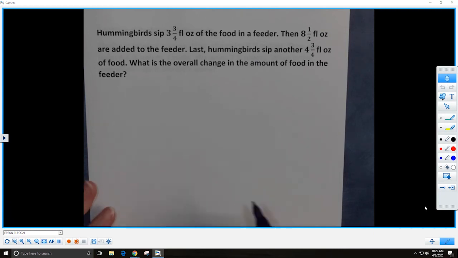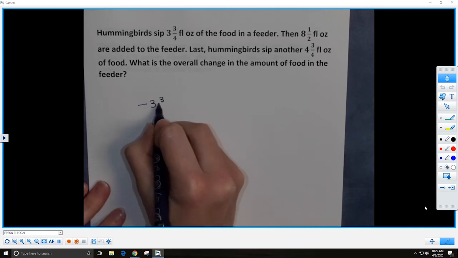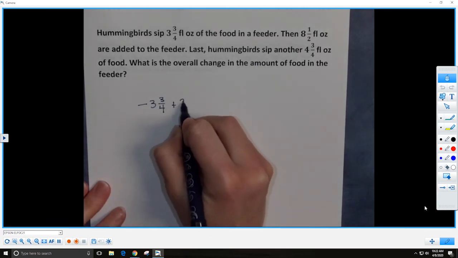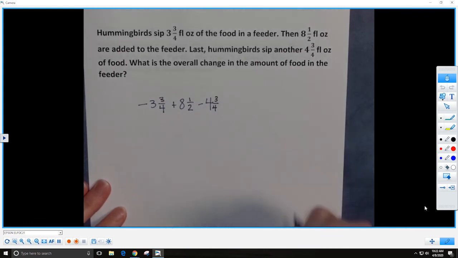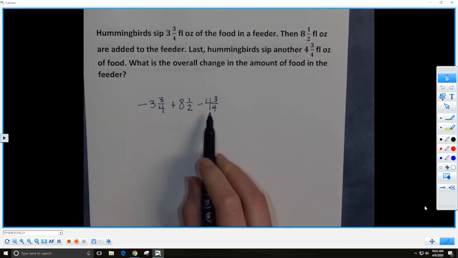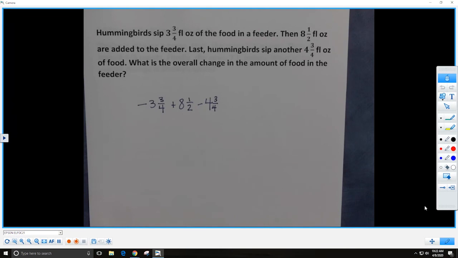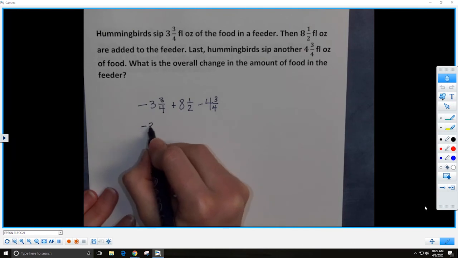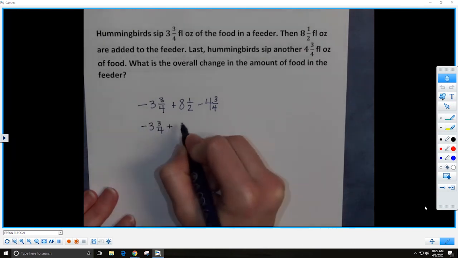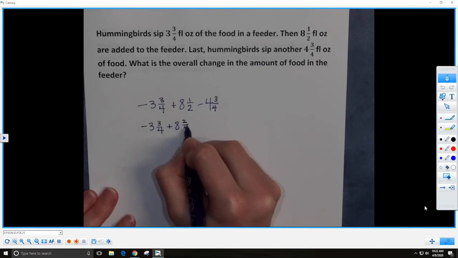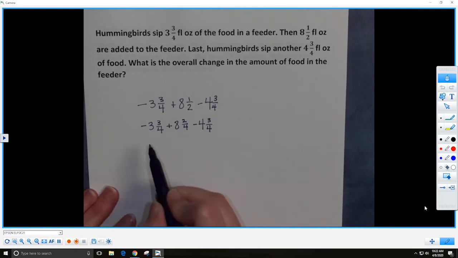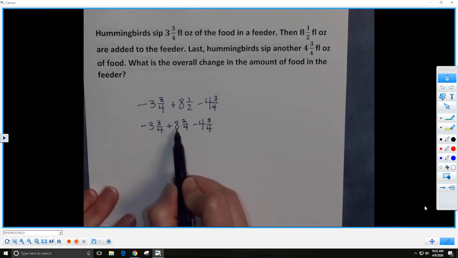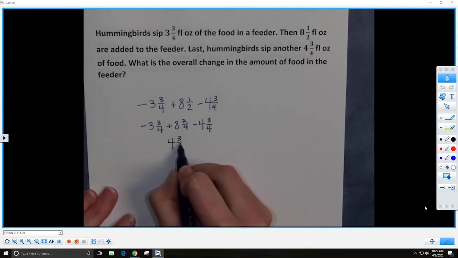Let's see how you set up this situation. Negative 3 3/4 plus 8 1/2 minus 4 3/4. Why are 3 3/4 and 4 3/4 negative? Right, they are negative since the hummingbirds have sipped the food. Here we need a common denominator. 8 1/2 is the same as 8 2/4. Negative 3 3/4 plus 8 2/4 is 4 3/4.